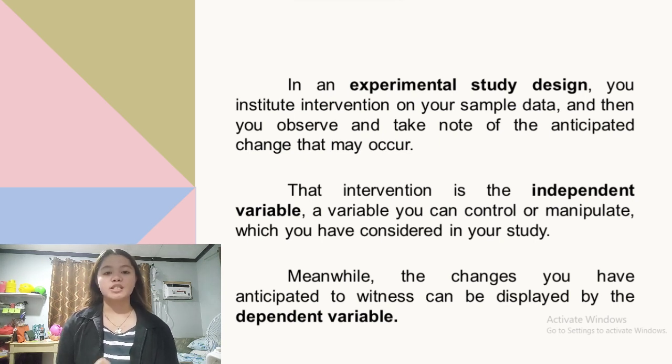The changes that the researchers expect to observe or measure as a result of the intervention are referred to as the dependent variable. The dependent variable is an outcome or response that is believed to be influenced by the independent variable. By comparing the values or measurements of the dependent variable before and after the intervention, researchers can assess the impact or effectiveness of the intervention on the participants.